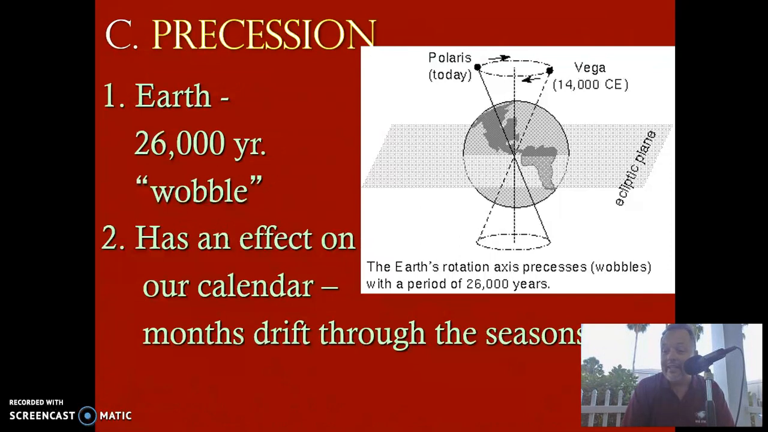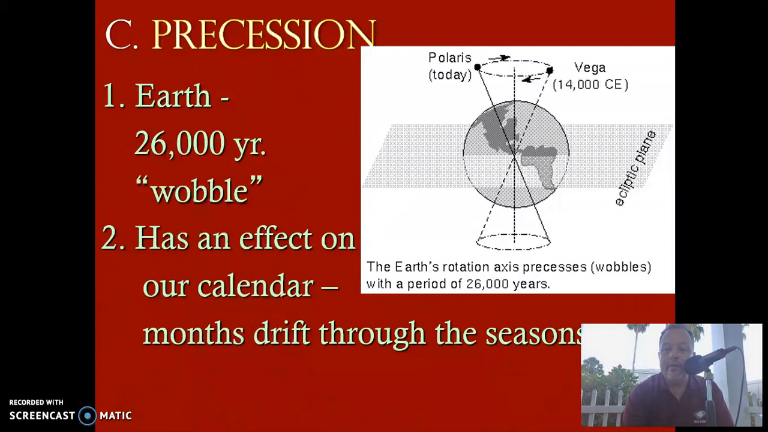Now, how long would it take to wobble around to face the opposite way? Well, it'd be half a wobble, or 13,000 years. So check this out. In 13,000 years, June will be the beginning of winter. Yeah. The months drift through the different seasons. June will be a fall month and a winter month and a spring month and so forth. All of the months shift around over enough time, over thousands and thousands of years.